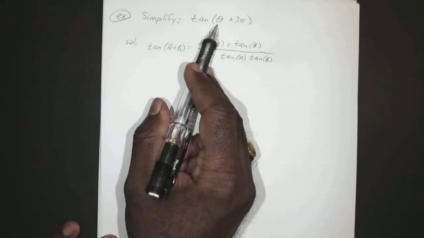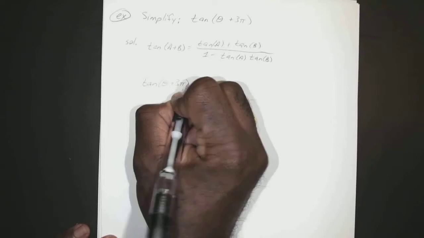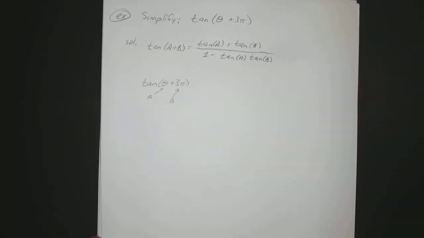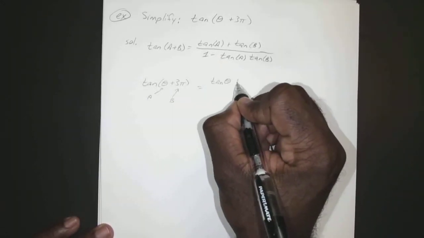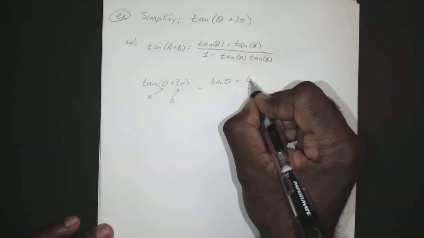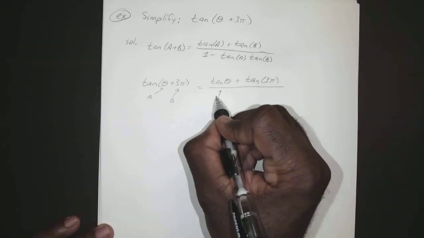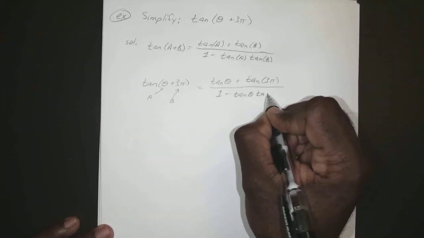Okay. So for our tangent of theta plus 3 pi, we'll let our theta be our a, and our 3 pi will be our b. Okay, so that's going to equal tangent of a, so that's tangent of theta, plus tangent of b, which is tangent 3 pi, divided by 1 minus tangent of theta times tangent of 3 pi.